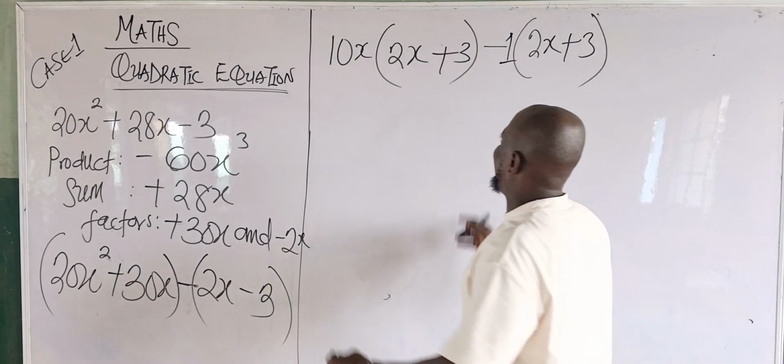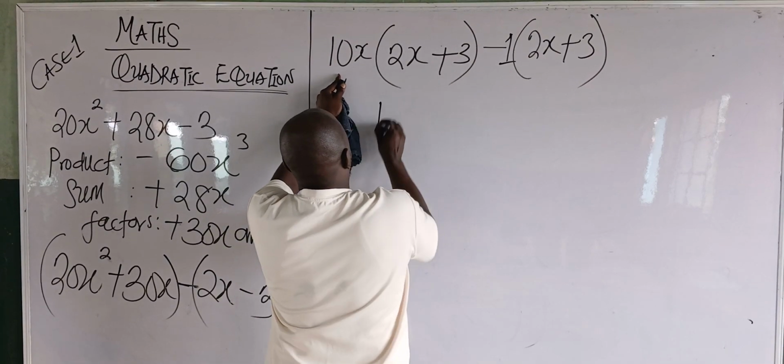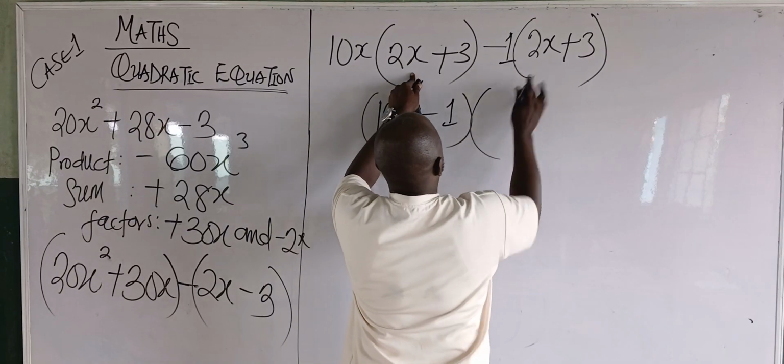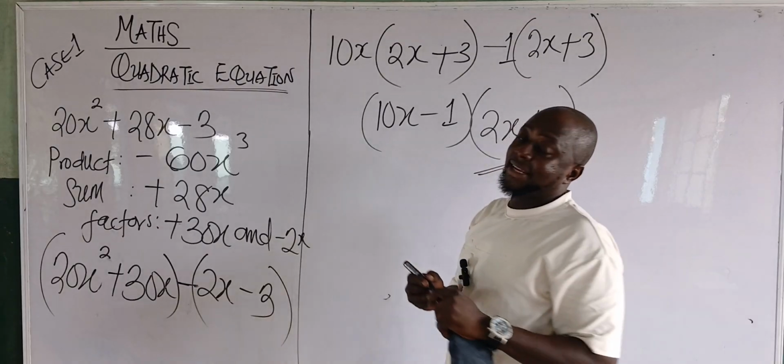From here now, pick the outside one or take the bracket. Pick one of the brackets. Let me pick the outside one now. I have 10x minus 1 here. I have this. And I also have, pick one of these. So I'm having this. This becomes my final answer.